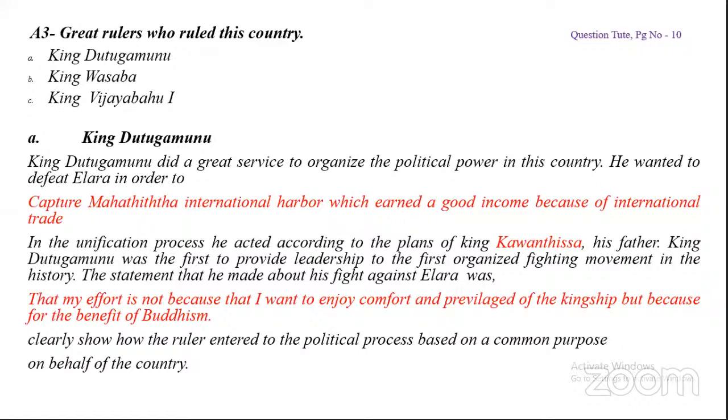One king is exactly given. Because of that, you have to write one of these answers. Most of the times they have given Dutugamunu and they have given Vasabha also. Fewer times they have given Vijayabahu the First.